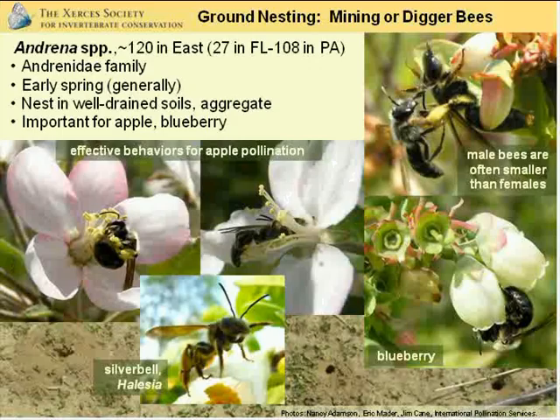So the biggest group of ground nesting bees is Andrena. And out of 700 species in the East, 120 of those are Andrena. These are very active in early spring. They're very important for apple and blueberry. They tend to be black. Some of them do have stripes on their abdomens.